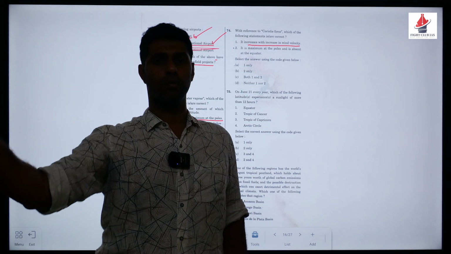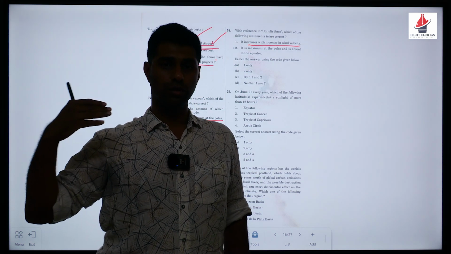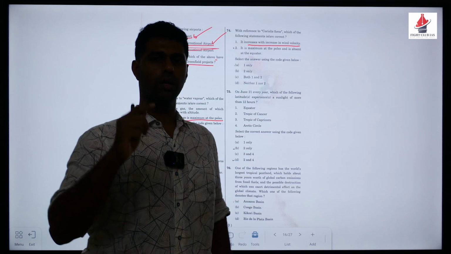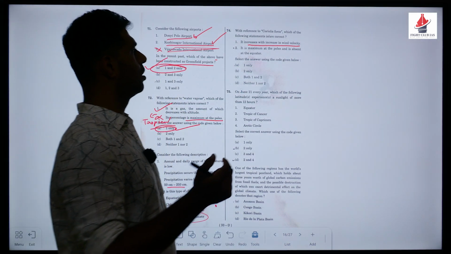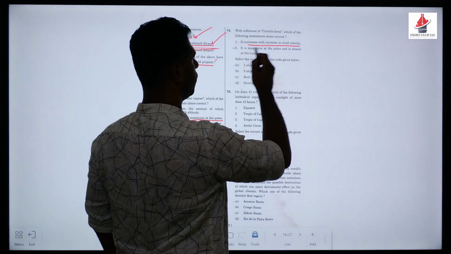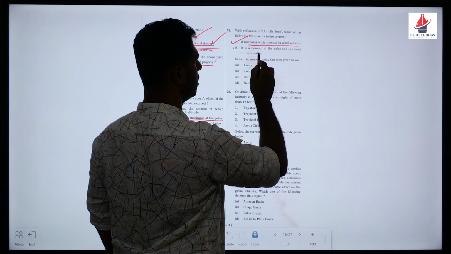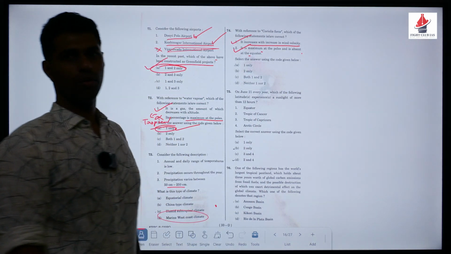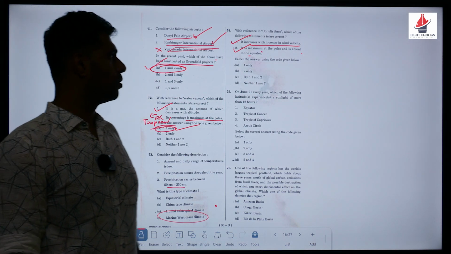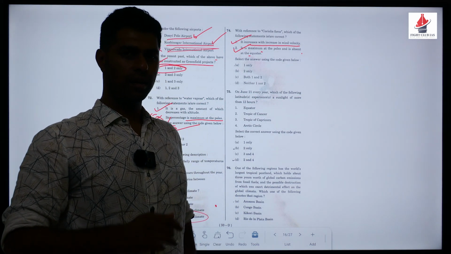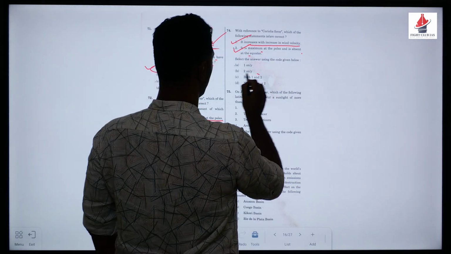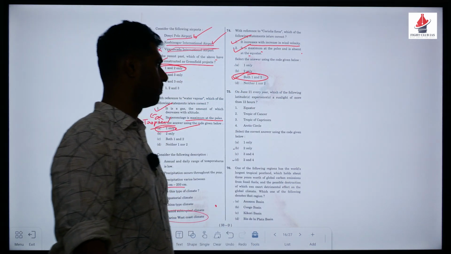Coriolis force is directly proportional to the velocity of the wind. It moves perpendicular to the velocity of the wind, and the faster the wind, the stronger is the Coriolis force. Right? This is correct. It is maximum at the poles and is absent at the equator. This is also correct. Literally at the equator, you don't find any Coriolis force as such. So both 1 and 2 are correct.